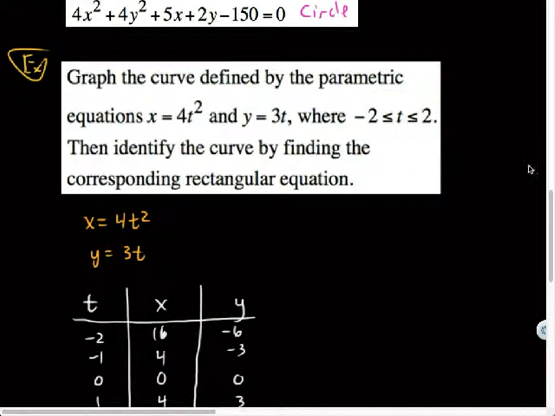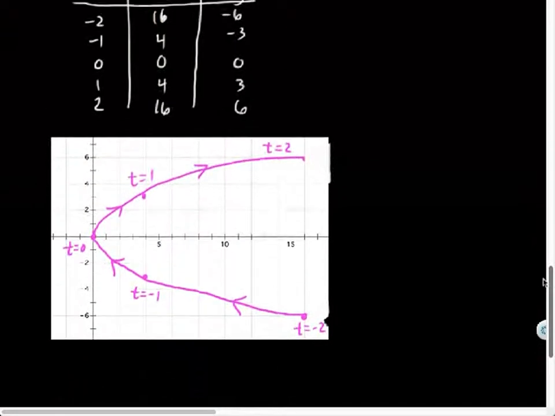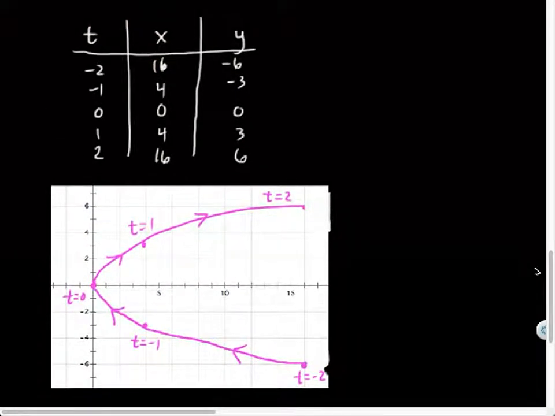Okay, so we could determine that the path would have continued on, but they only want us to graph based off of that restricted domain for t for those inputs. Okay, so you can see that the object started here and then moved along this parabolic path, right?